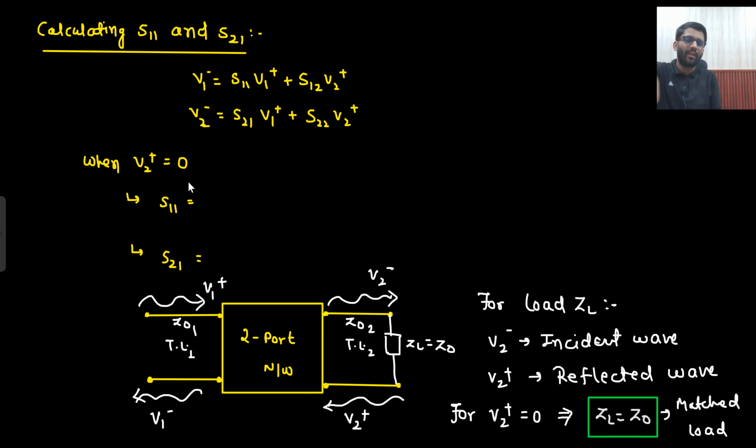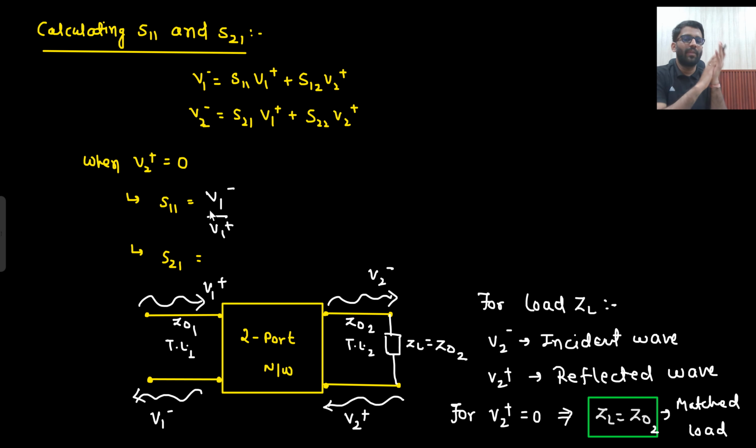So if I need to calculate S11 and S21, my first task is to put V2 plus equal to 0. And if I need to put V2 plus equal to 0, that means the reflection from here should be 0. So this ZL should be equal to Z02, the characteristic impedance of port 2. If I put that, then what do I need to find? V1 minus divided by V1 plus.